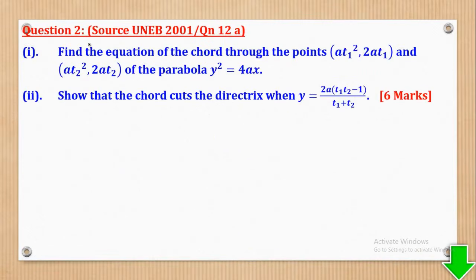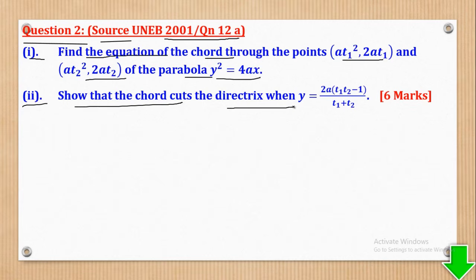Then now I shall go to question 2, which came from UNEB 2001 paper 1 question 12A, and says Roman 1, find the equation of the chord through the points this and that of the parabola this. Then 2, show that the chord cuts the directrix at this point at y equal to that.